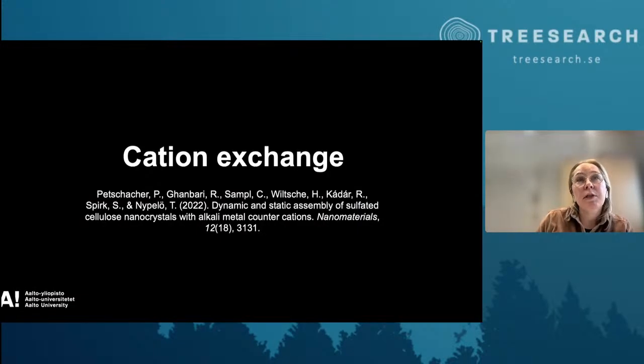So first, let's look at the first group, alkali metal cations, and the procedure that we use for the cation exchange. This was already published in 2022. We had Patrick, who was doing most of the experimental work.